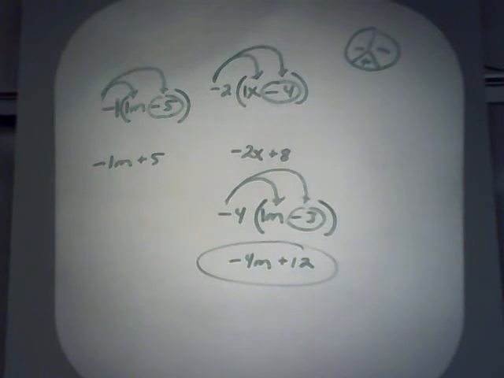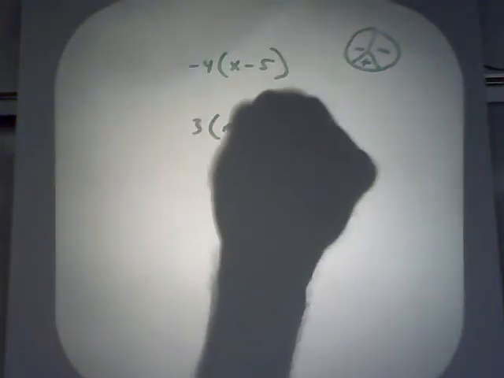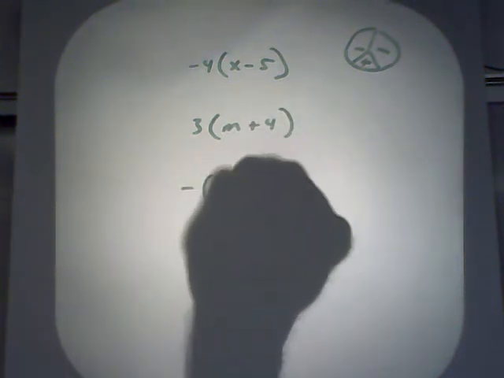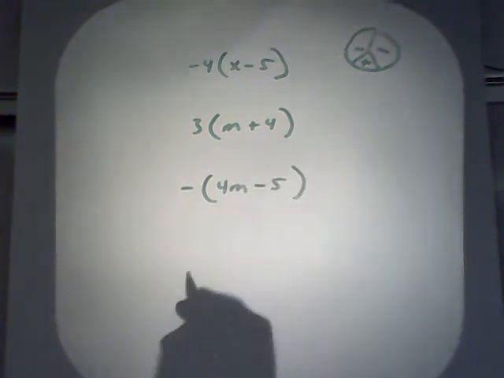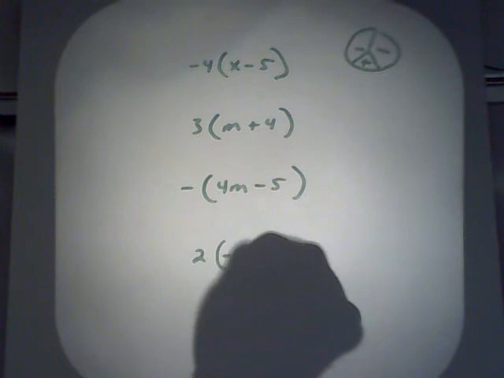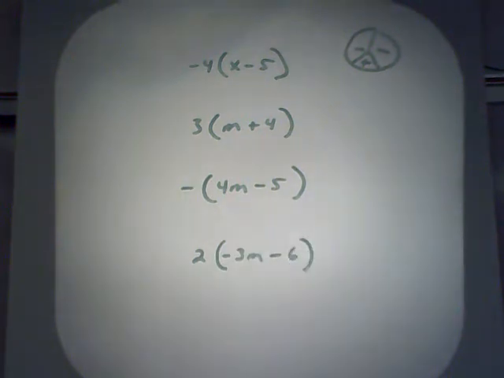I'm going to give you 4 up here. I want you to solve these 4. Let's see if you can do it without making the common mistakes that I see people make. Here we go. Try these. -4 times x minus 5. 3 times m plus 4. Negative floater, 4m minus 5. And let's do one more. 2 times -3m minus 6. Okay, try those with the distributive. Let's see what you get.